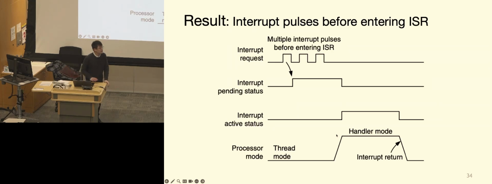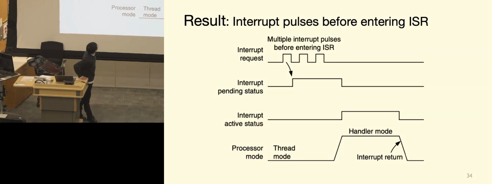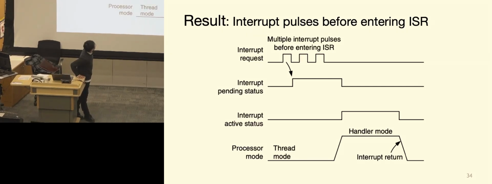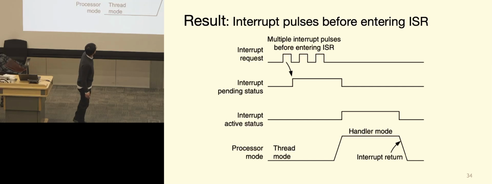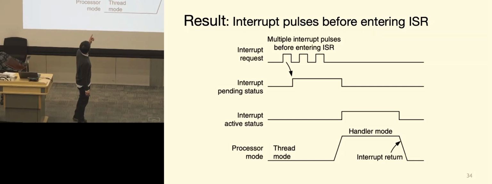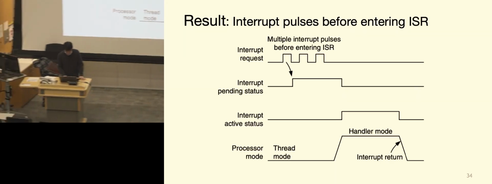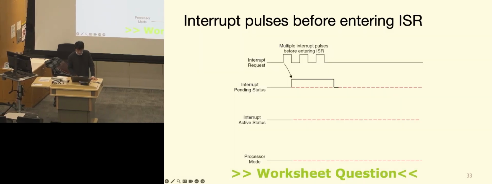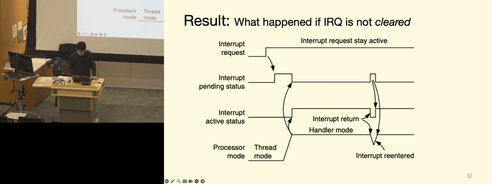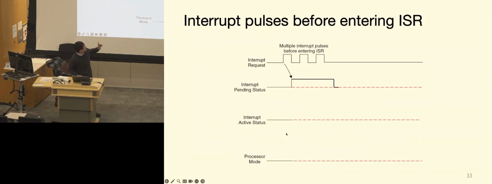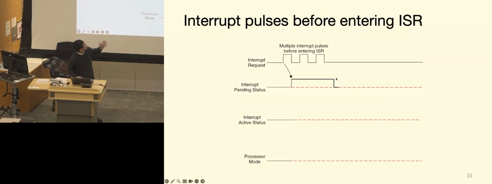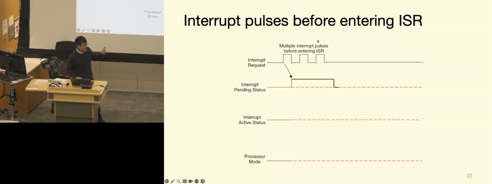So are you just saying the rising edge of the interrupt pending status is what triggers the processor mode to go up? Yes, it just takes longer. In the previous question, it seemed like the difference between the rising edge of the interrupt pending status and when the processor mode started increasing was much shorter. Yes, that is because we want you to consider that this whole pending state takes longer here, with multiple interrupt requests.